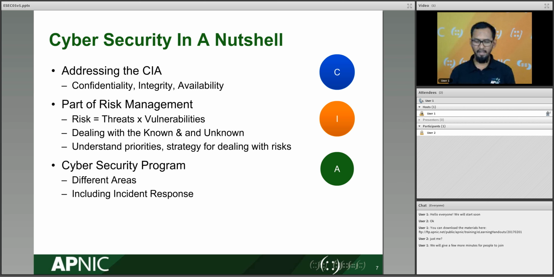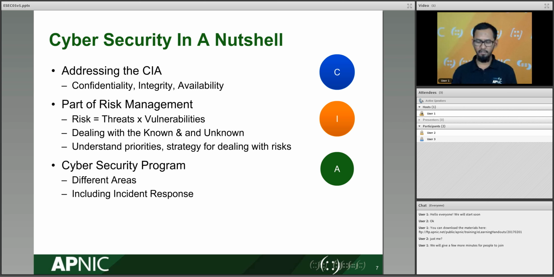We have to plan, we have to understand what we have in the organization that could be at risk. So, for instance, you have data, you have information, you have also assets, and also as an enterprise, you have requirements such as uptime and things like that. So, addressing the CIA can be seen as one aspect of cybersecurity.